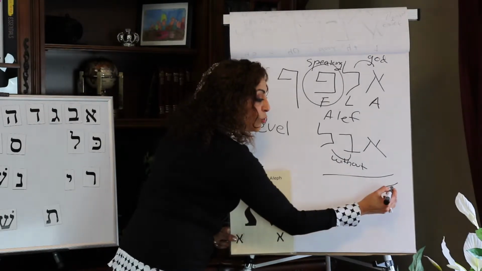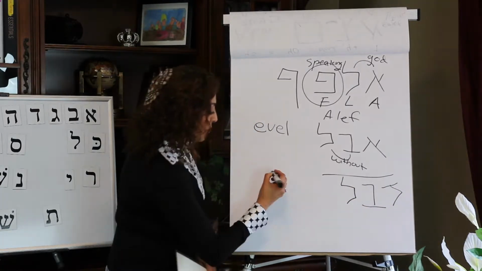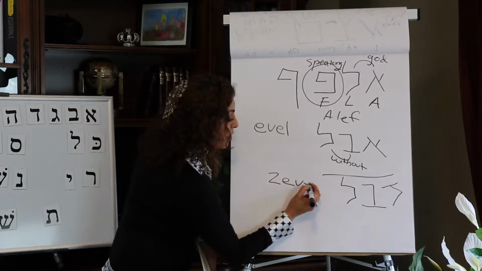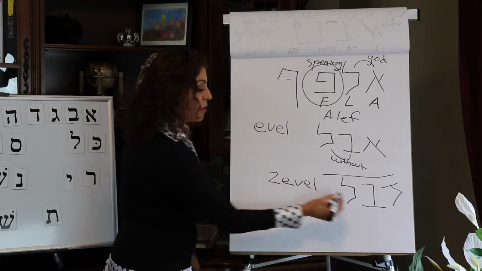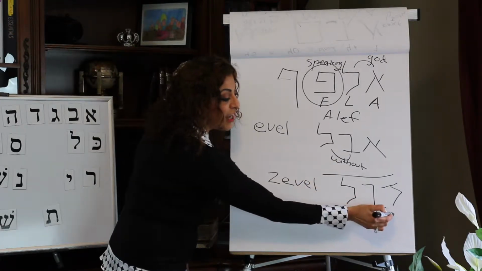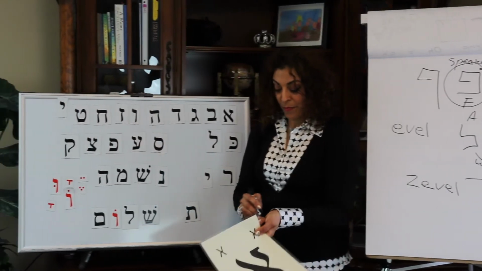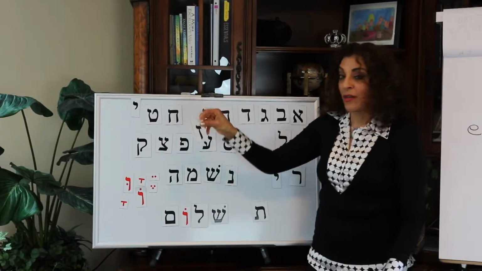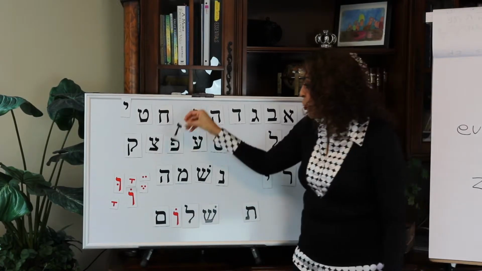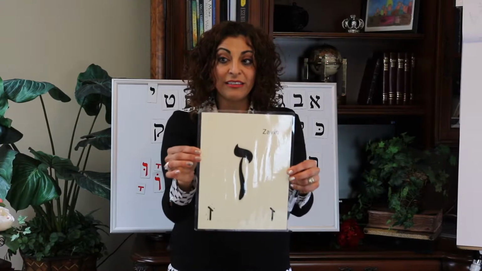Same thing, let's do another letter. Zevel. Okay? This is vel, means without. What is the zayin? The zayin is this letter. I'm going to show it to you in big letters. I'm jumping onto another letter right now because I want you to see it in a clearer way. Okay? This is the letter zayin.